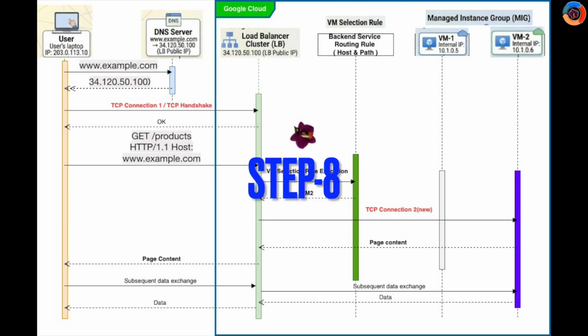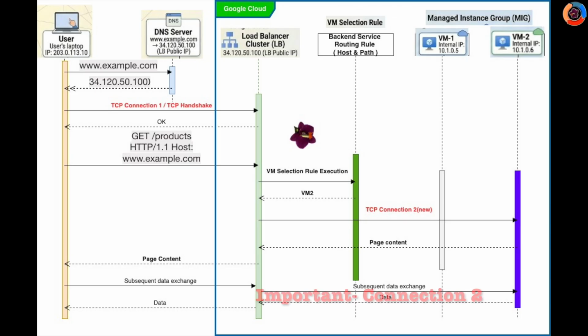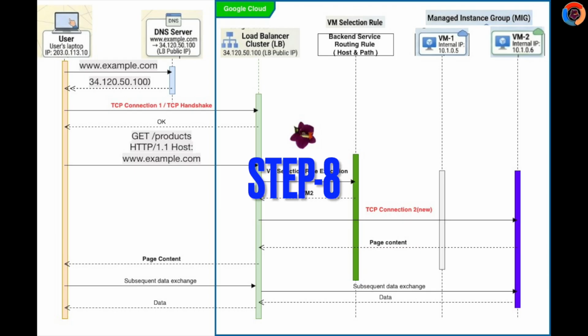Step 8. New connection to the backend. Notice something important here. The load balancer creates a separate connection to the backend VM. This means the client-to-load-balancer connection and the load-balancer-to-backend connection are two different connections. The backend VM never communicates directly with the internet client.